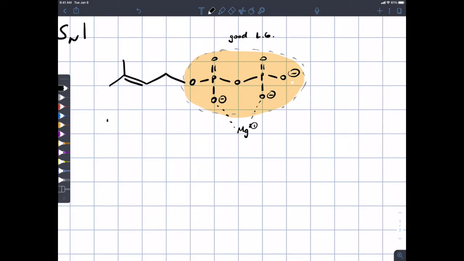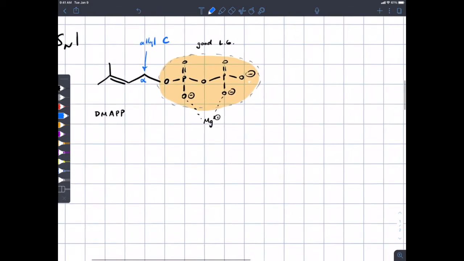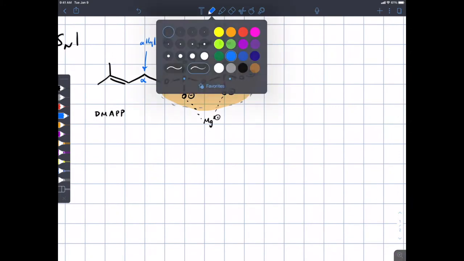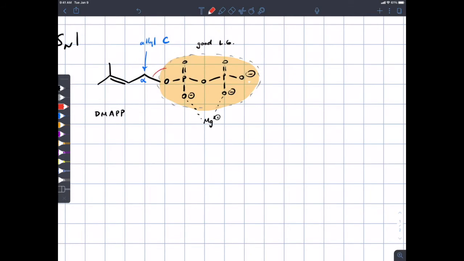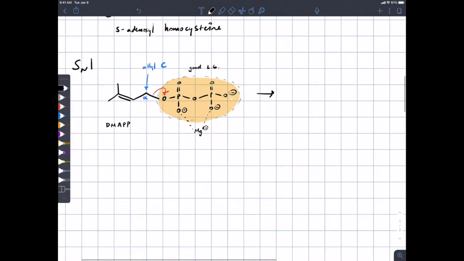The reason this is called dimethyl allyl pyrophosphate, do you need to know that name? No, of course not, because this is the allyl carbon. And when the alpha carbon, the one that has the leaving group, is also an allyl carbon, then that's a clue that Sn1 can occur, because if the leaving group up and leaves, guess what you've got? A resonance stabilized carbocation.